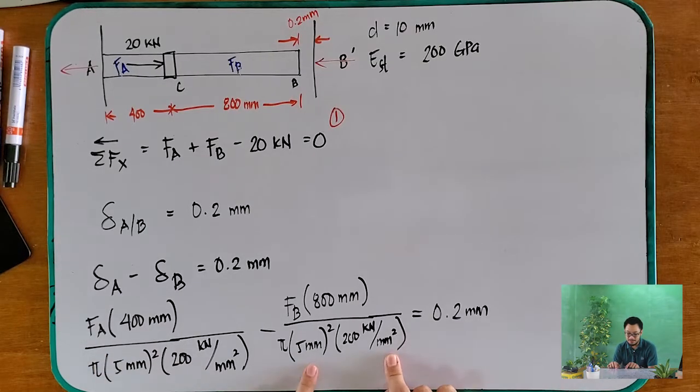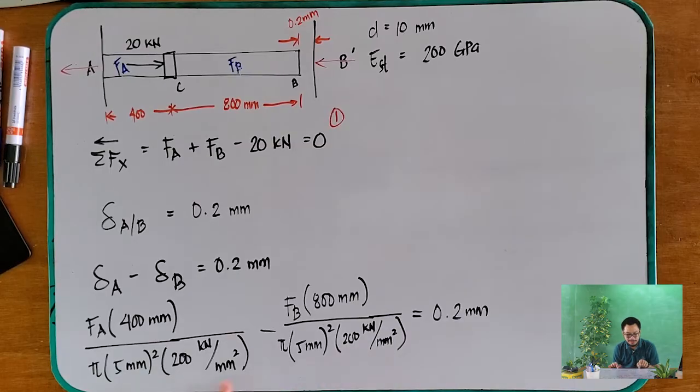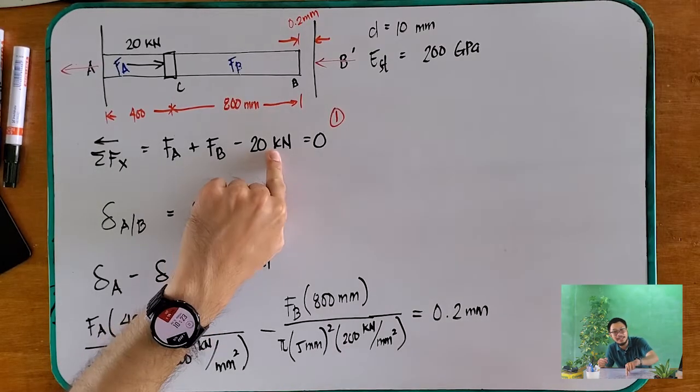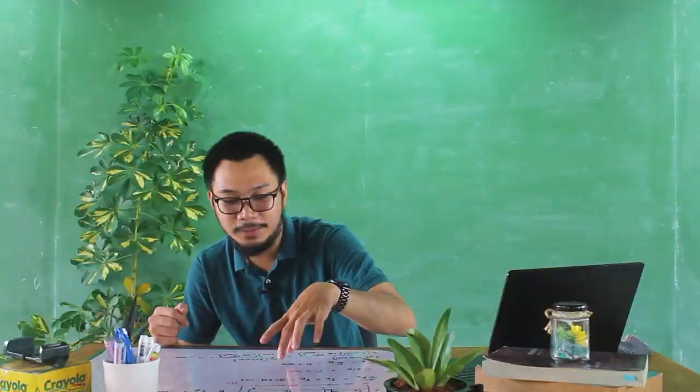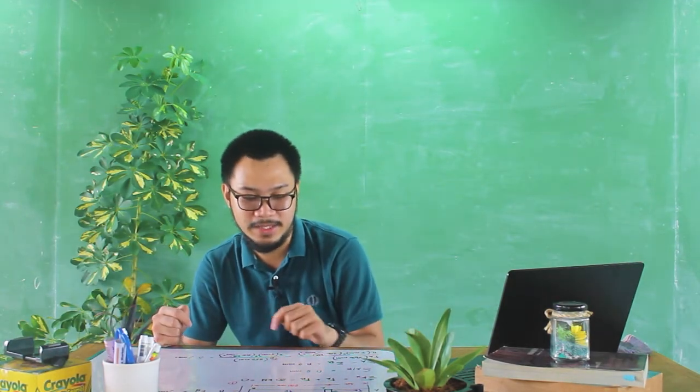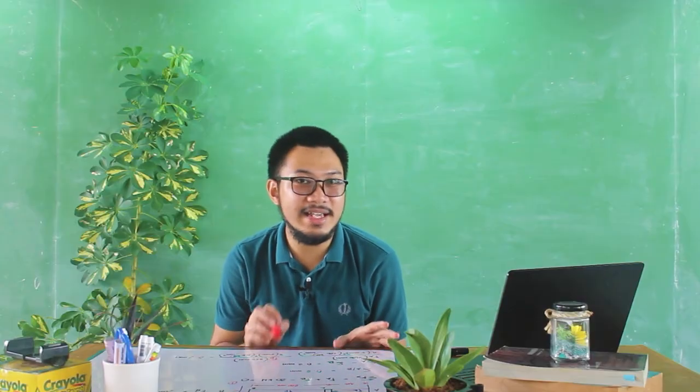Check for the units. Millimeter, millimeter, millimeter, millimeter, millimeter, millimeter, millimeter. Oh, sa tanan diri is millimeter. Kilonewton, kilonewton. So therefore, ang answer dapat nato diri sa FA ug FB is kilonewton pod. And since kilonewton ang pod diri, so to be uniform, so kilonewton atong gamiton para ma-solve natong FA ug FB. And this equation right here is your second equation.